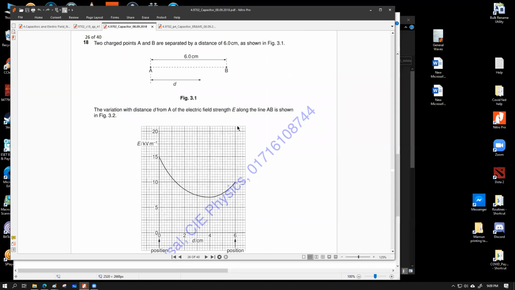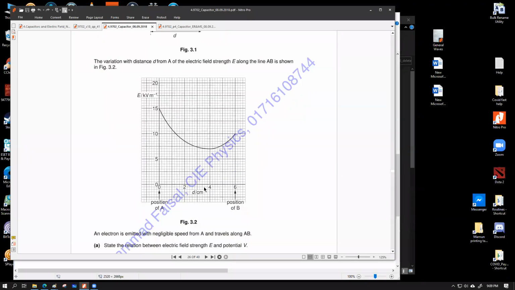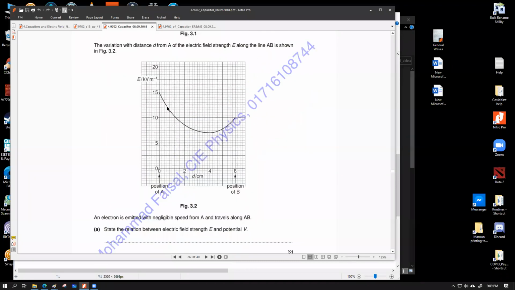So don't we have to say that it becomes 0, sir? Why do you say it will be 0? Acceleration was given by F equals QE, and Q is the charge of the electron. Is the value of E 0 anywhere in this whole graph? Look, it is becoming minimum at this point, but is that 0? So no.